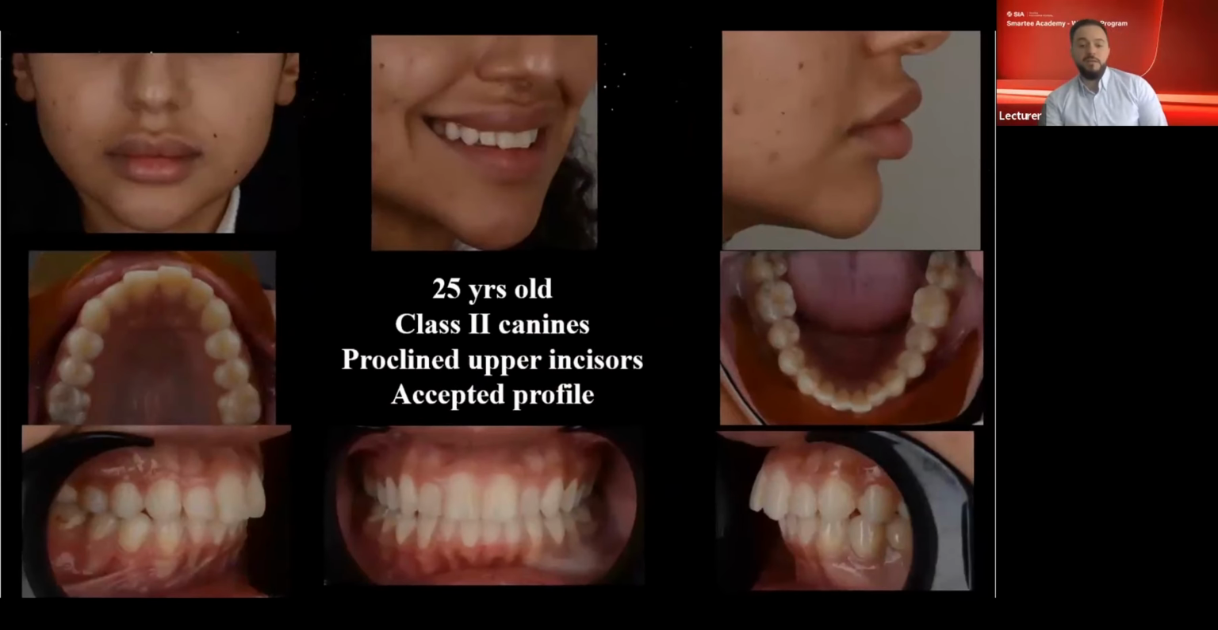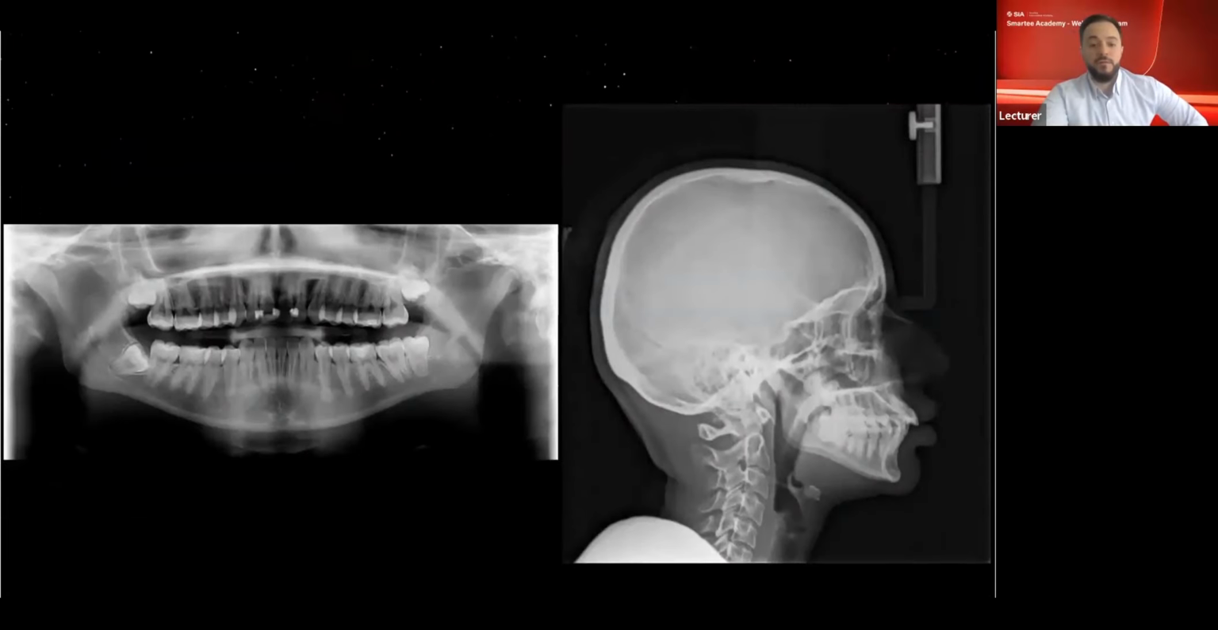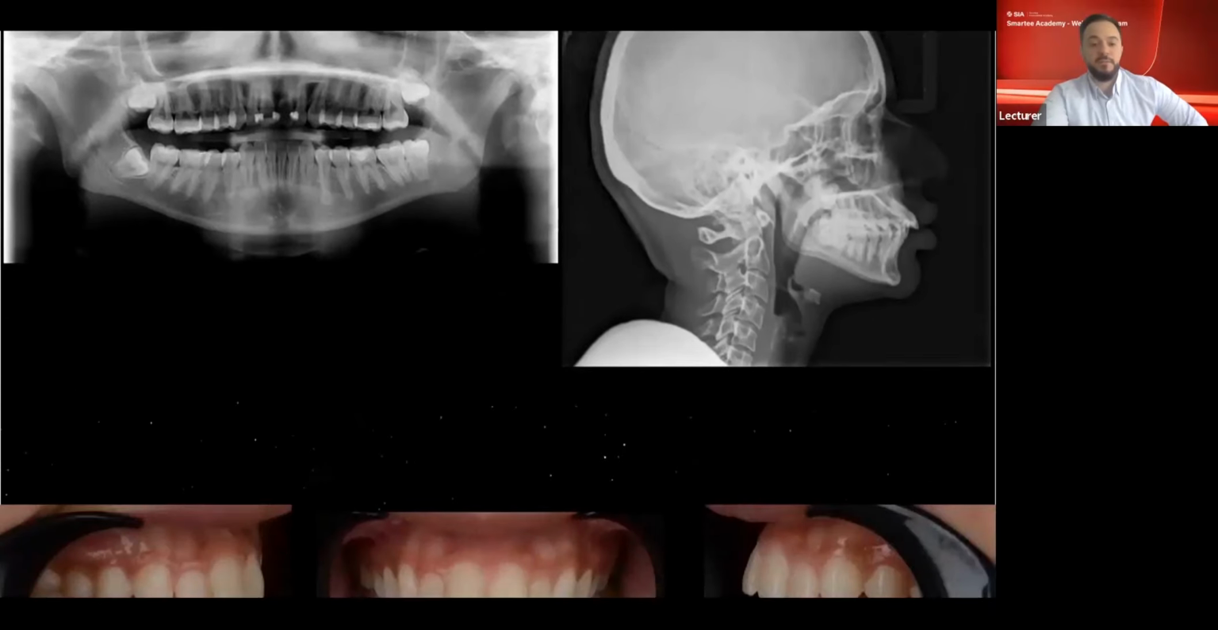Okay, so allow me to share some of the cases of class 2. This is a 25-year-old female. She came to my office complaining of protrusion of her upper teeth. She had proclined upper incisors, class 2 canines on both sides, but her profile is really acceptable and she has no complaint about her facial appearance. On the X-ray, we can see that the upper incisors are proclined and the patient has no skeletal discrepancy.